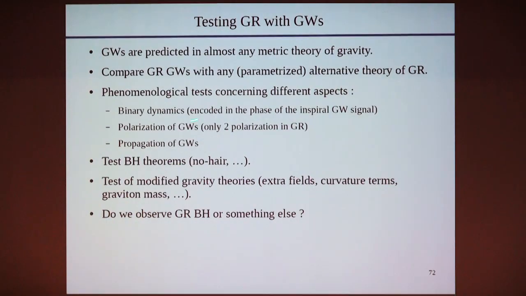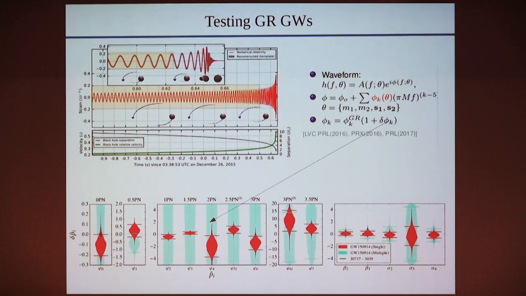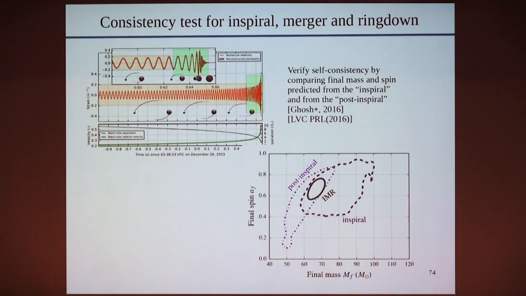And we can make some tests due to the fact that the event has traveled to Earth for a long time. So we can, for instance, test the Lorentz invariance using our events. This is the kind of test we're doing, either using a parameterization of the waveforms or using the consistency between the different phases of the signal: the inspiral, the merger, and the ring down of the final black hole.